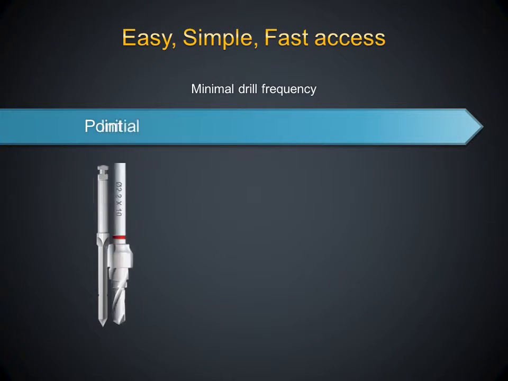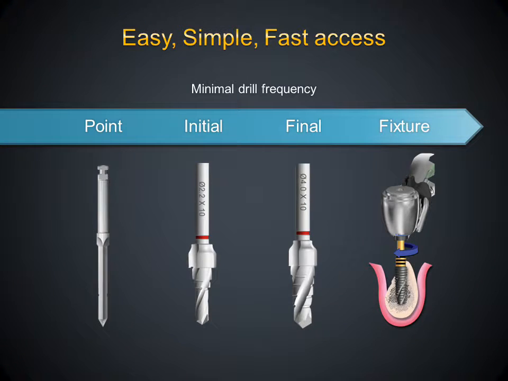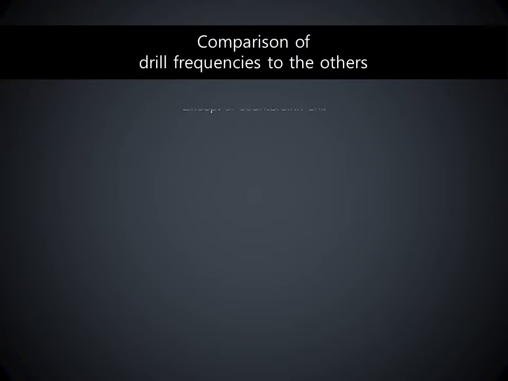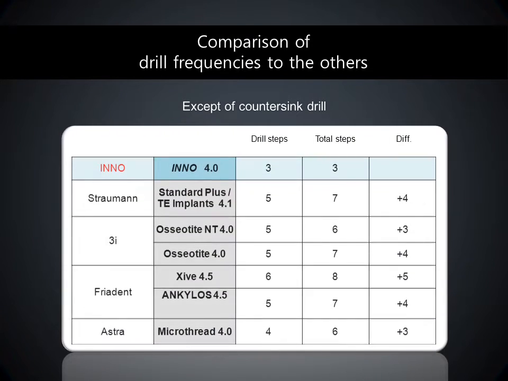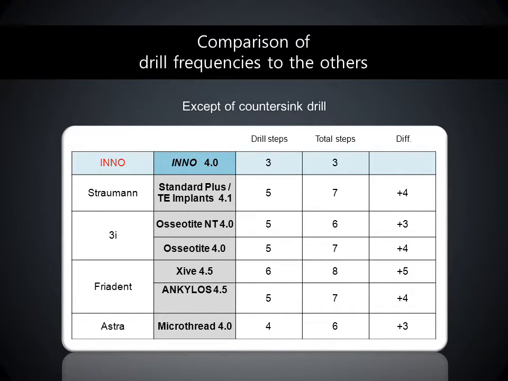The Inno implant system surgical kit is composed of point drill, initial drill, final drill, countersink drill, and fixture driver. The Inno system has 3 total steps for a diameter 4 mm fixture. The others have a minimum of 6 total steps. The Inno system shortens the drill steps due to the customized drill and mount-free fixture.